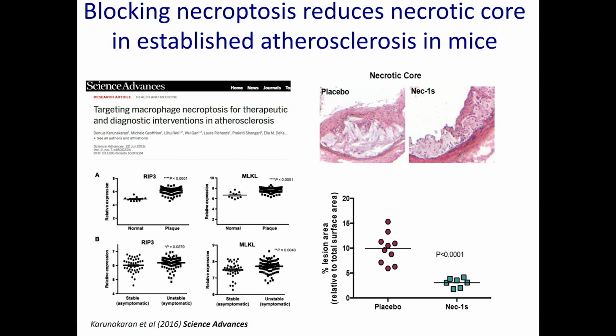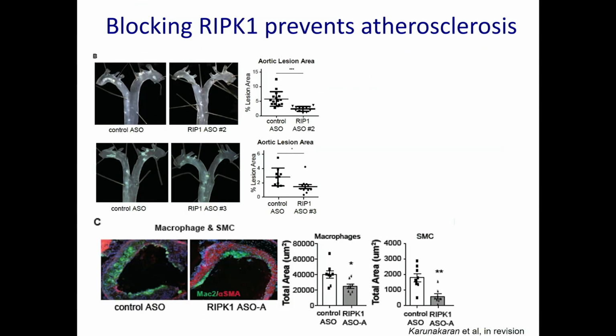We went upstream and tried to see whether RIP1, that first step of the signal for necroptosis, was contributing to the atherosclerotic plaque. So we used siRNAs or ASOs, antisense oligonucleotides, to knock down RIP1 in mice. And once again, we can reduce the amount of lesion that these mice get quite significantly, actually.